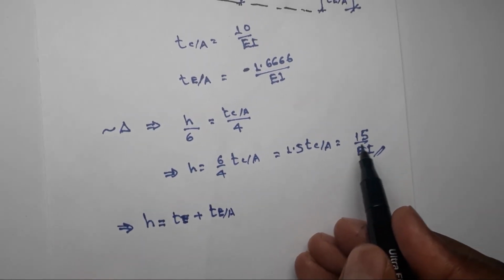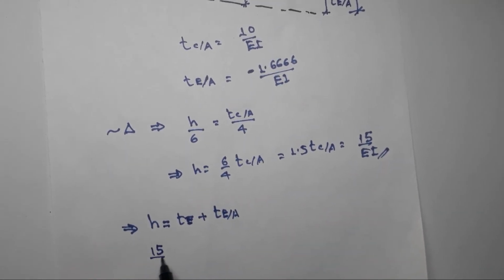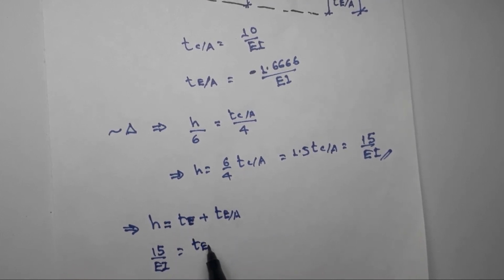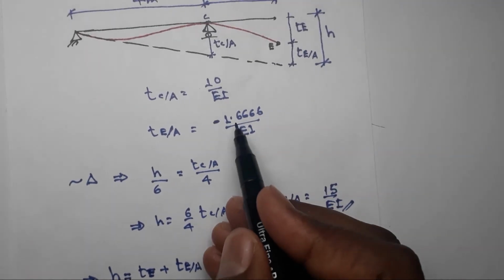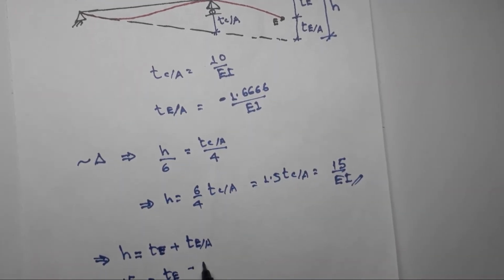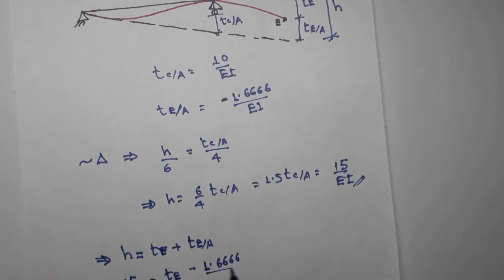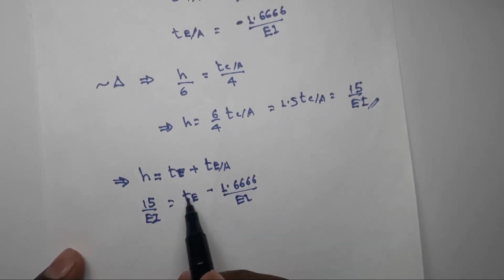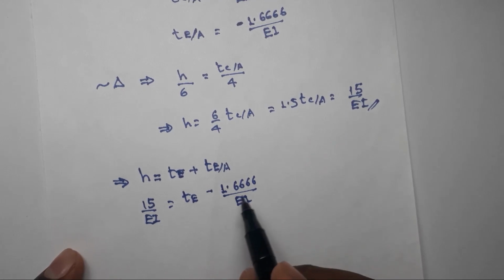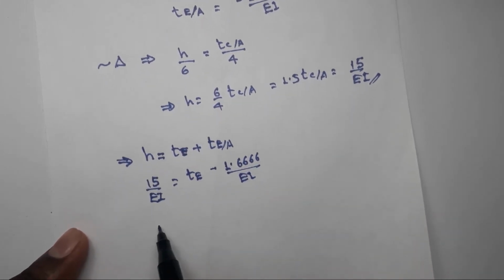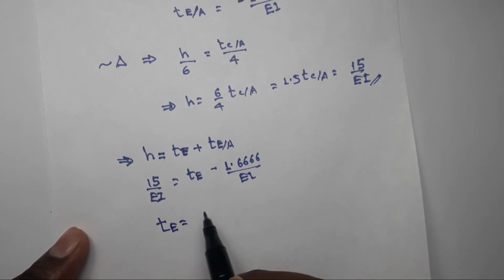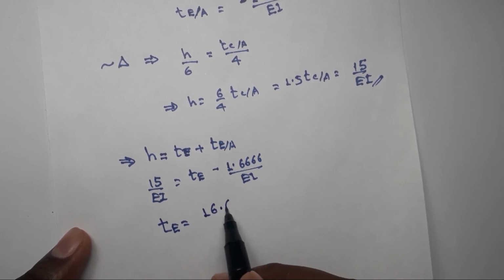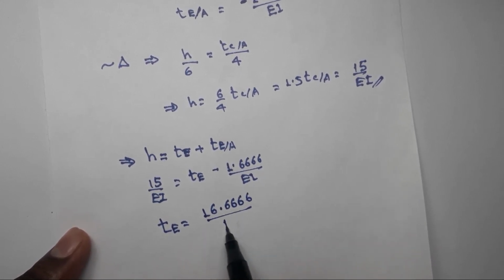H equals how much? We have already found here 15. 15 divided by EI equals te, which is the one that we don't know. This will be minus of negative 1.666 over EI. So when this comes to the other side, te will be the h plus this value. That's what we said earlier. So the translation of e equals 15 plus 1 point something, so it will be 16.6666 divided by EI.